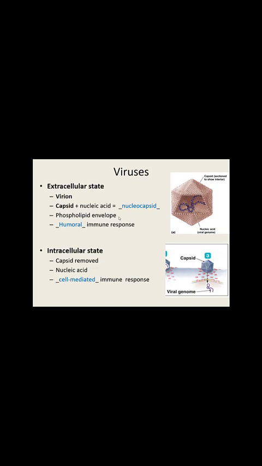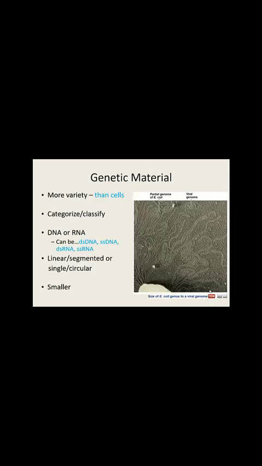When they get inside of our cells, then we say they are now in the intracellular state, and we remove the capsid. That capsid really is there for protection of that genetic material. But once it's inside the cell, we just need to get the genetic material in. So the capsid's removed, we don't need it, we just need the DNA or the RNA in. And once it's inside of our cells, it's now the cell-mediated immune response that gets triggered. Now, the genetic material: there's a lot of variety in what kind of genetic material a virus can have, much more variety than our cells.